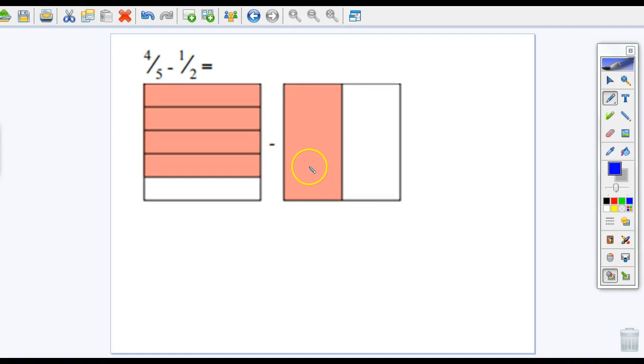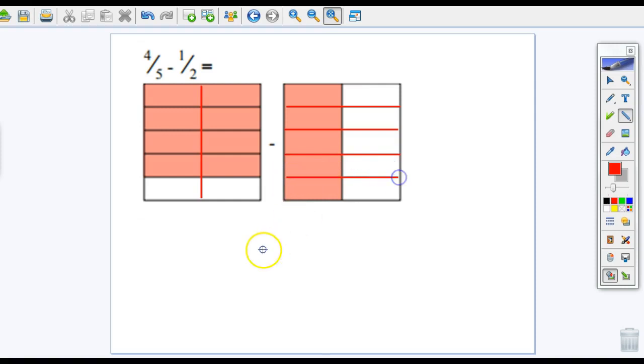All right, last one. We have 4/5 minus 1/2. So once again, we want to make sure that we add the line from the 1/2 to the 4/5, and we add the 4 lines from the 4/5 to the 1/2. So I'm going to find the center here, and then I'm going to just add my lines across. Okay, beautiful.